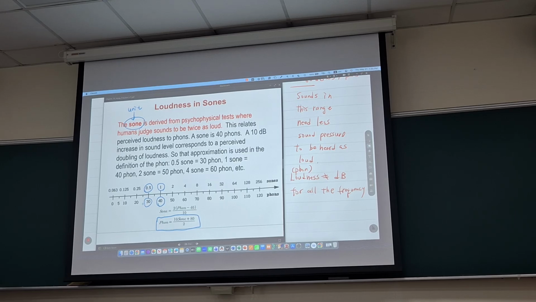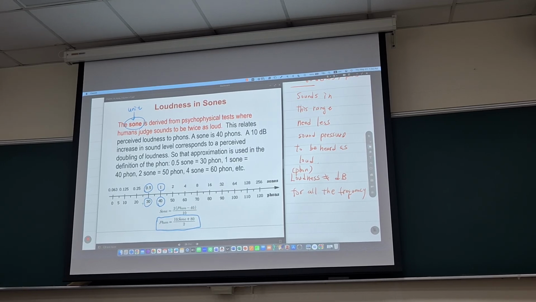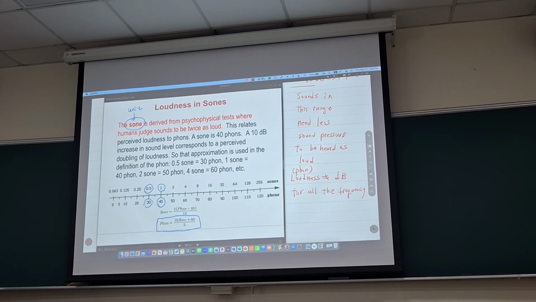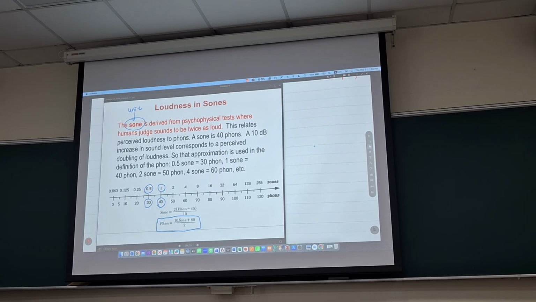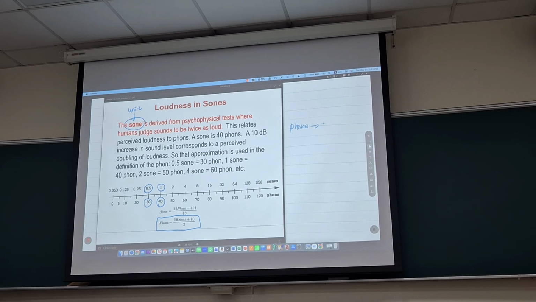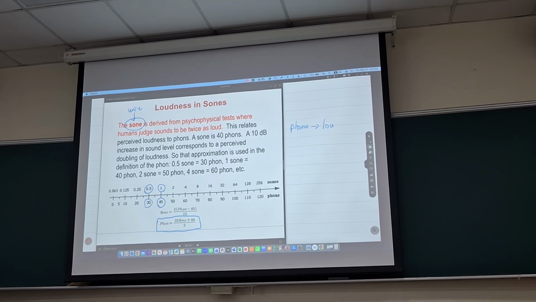It's just another unit for loudness. But normally, what's the difference? Normally, we use phone to measure the loudness level.